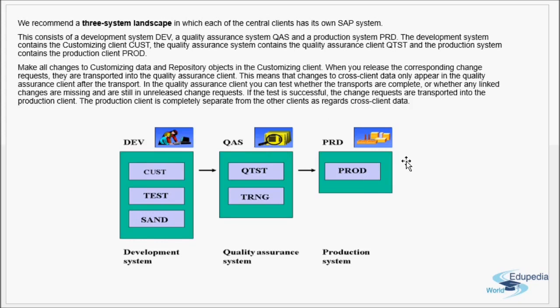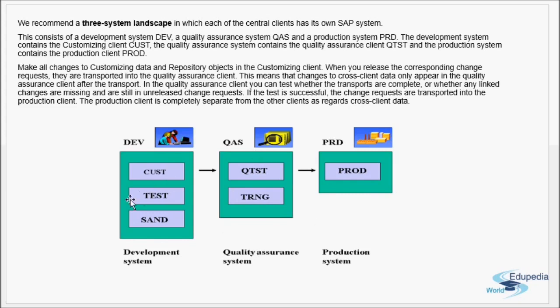Similarly, the other clients like training, test, and sandbox, you can club them with the development or the quality assurance client. But the production system, which is available to the end users, should have only one client role, that is PROD. So please do not add other client roles to this system. Isolate it. Otherwise, we might face some problems due to the changes of data which will be made.